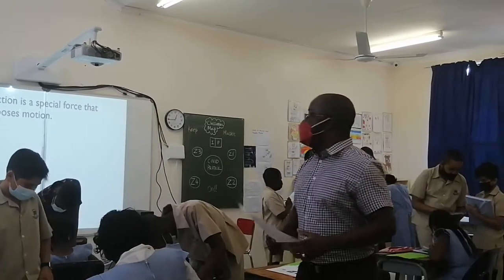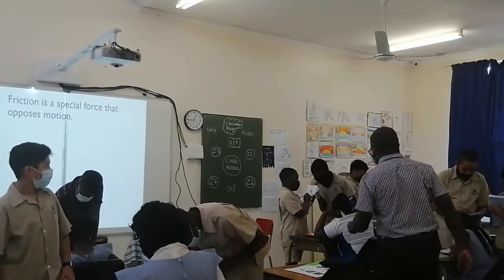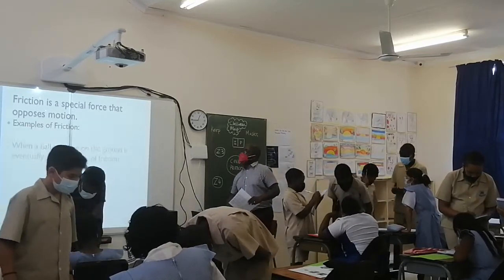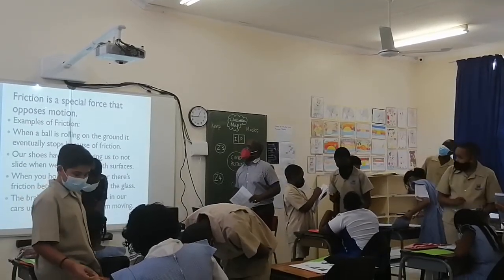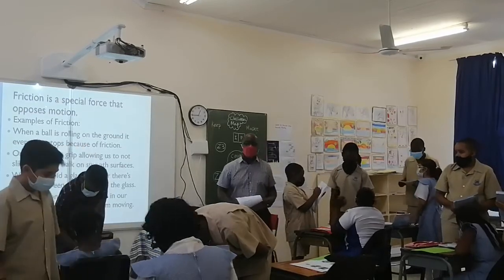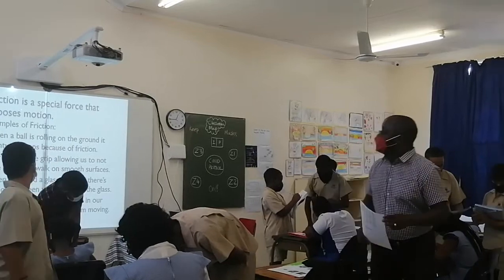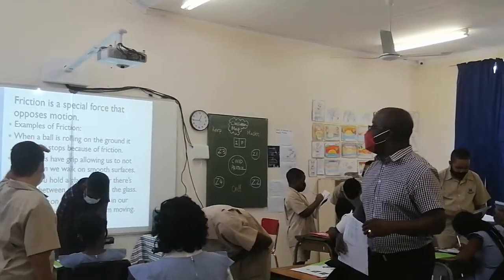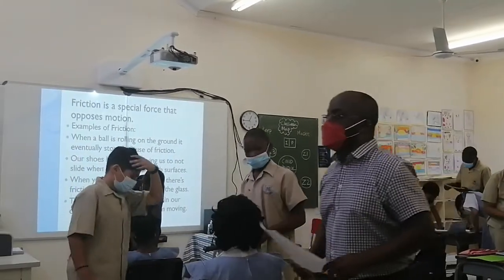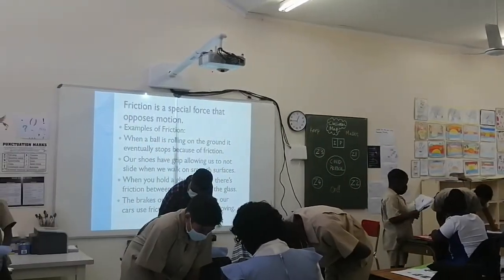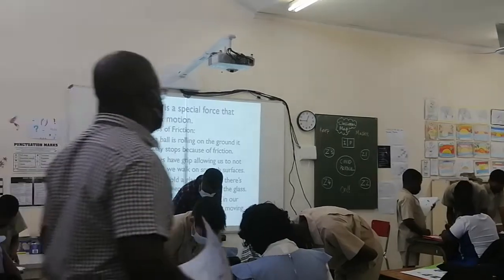Okay. Leave number 3. In fact, I'm going to put it up. Alright, for number 3, here are some examples of friction. Use those examples on the board. For example, if a ball is rolling on the ground, it eventually stops because of friction. Our shoes have grip, allowing us not to slide when we walk on smooth surfaces.